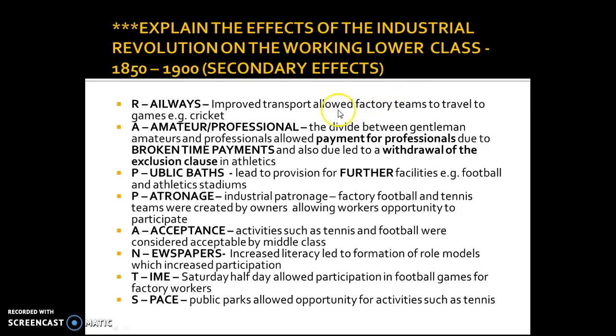Okay, so another thing you could talk about here is broken time payments. Due to the factory influence and people working in factories, something called broken time payments came in, which led to the withdrawal of the exclusion clause in athletics. So basically, factory owners agreed to give broken time payments to employees who were playing football on a Saturday, or cricket, or whatever they were doing for the factories they worked for.